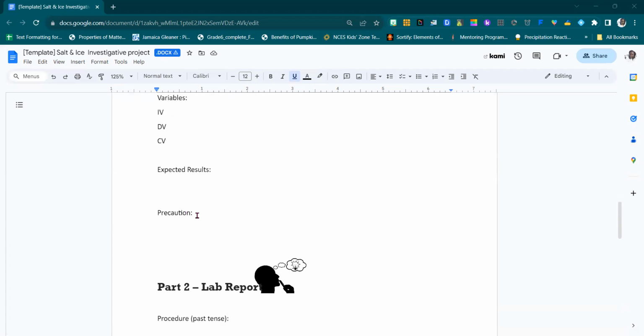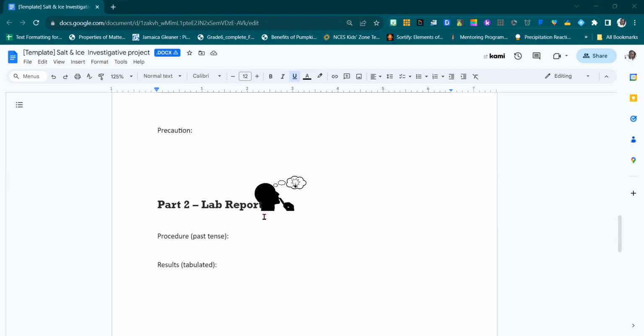Next, a precaution. We're doing labs, we are using different equipment, different materials. What kind of precaution should be taken? Is it a safety precaution? Should I be wearing protective clothing when doing this form of lab? Think about the lab that you are doing in particular and find a precaution that is needed when conducting the lab.